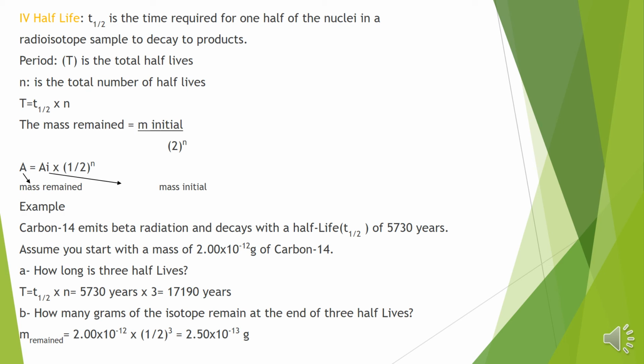Now the second question: how many grams of the isotope remain at the end of the 3 half-lives? We apply the formula here, which is the mass remained equals mass initial times half to the power n. The n here is 3, and we get 2.5 times 10 to the power minus 13 gram.